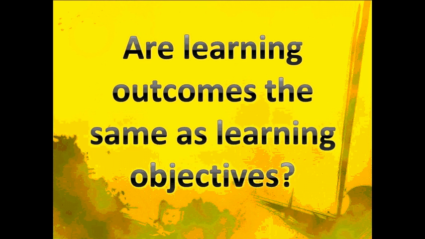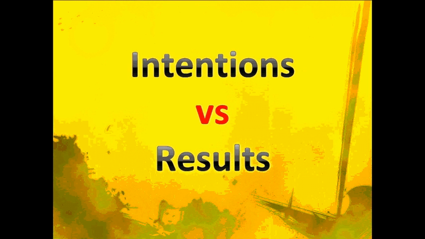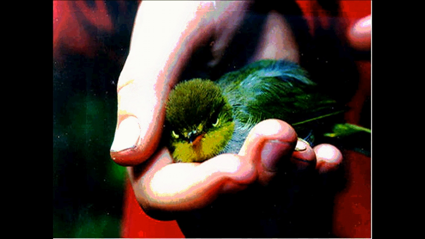Which brings us to the point: are learning outcomes the same as learning objectives? In terms of definitions, they are incredibly similar, but there are differences in terms of implications. Objectives state the intentions of what you want to do, while outcomes are concerned with the results of what you have done. Two different ways of looking at it.